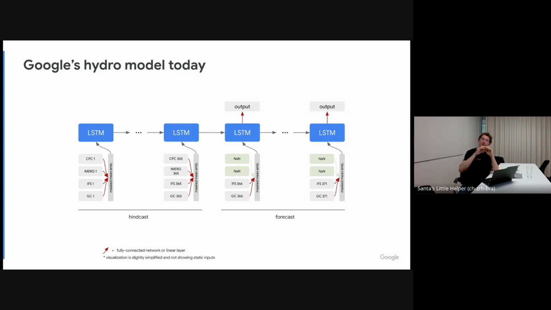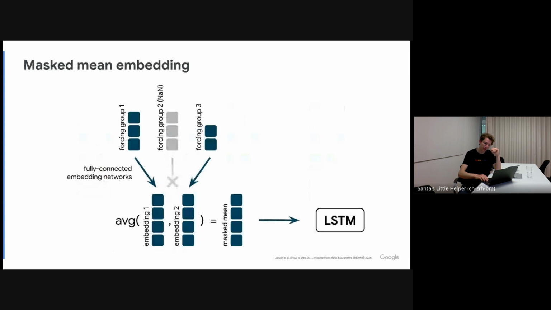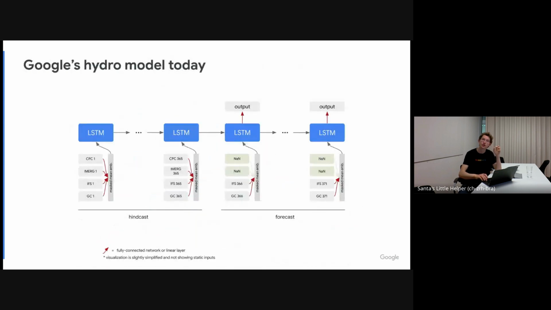So now I've gotten rid of this discontinuity in the processing in the LSTM, and I don't have the figure here, but this lead time plot that I had is now looking much more smooth with this type of architecture. And this is actually also the architecture that we're now using in production to issue our flood forecasts. The figure here is slightly simplified, but it really gives you the idea of how we do the processing.